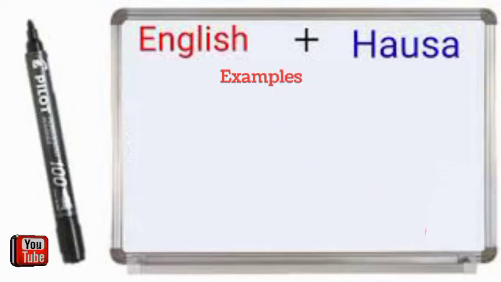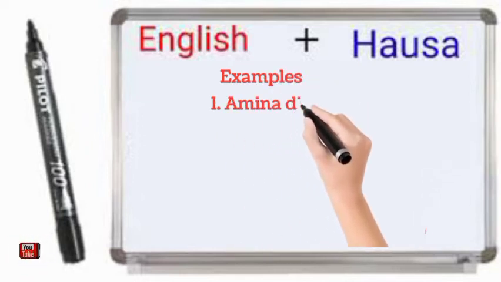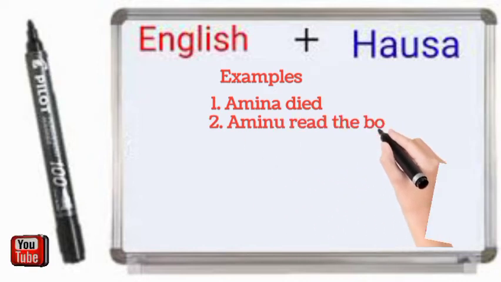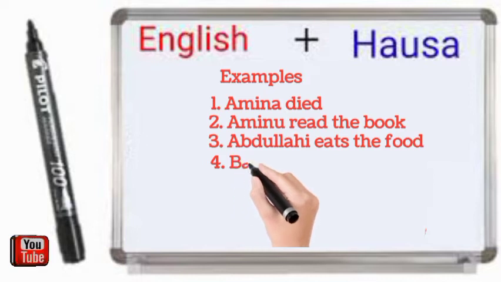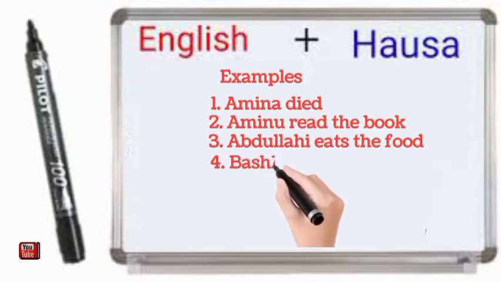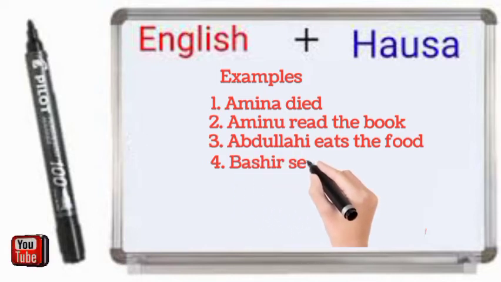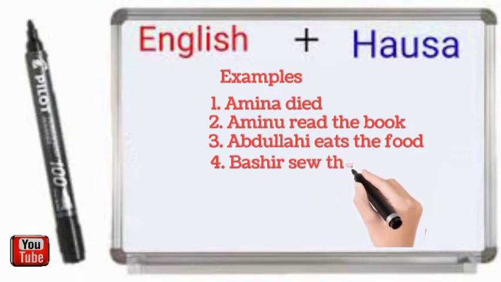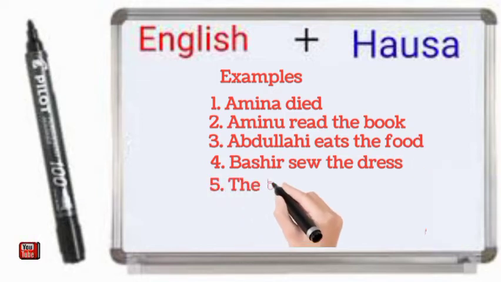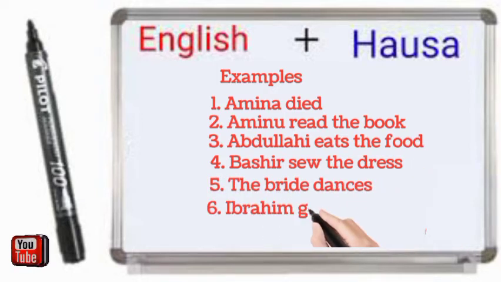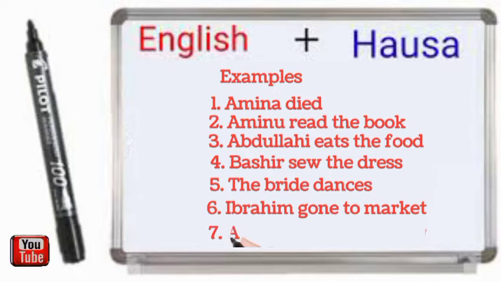Examples: Amina died. Aminu read the book. Abdullahi eats the food. Bashir sew the dress. The bride dances. Ibrahim gone to market. Audu goes to school.